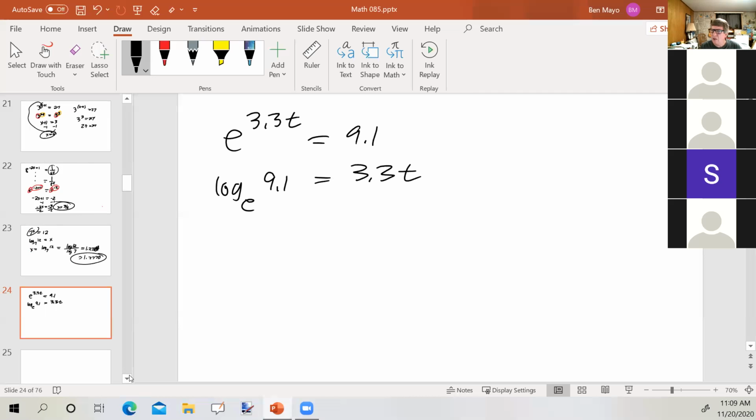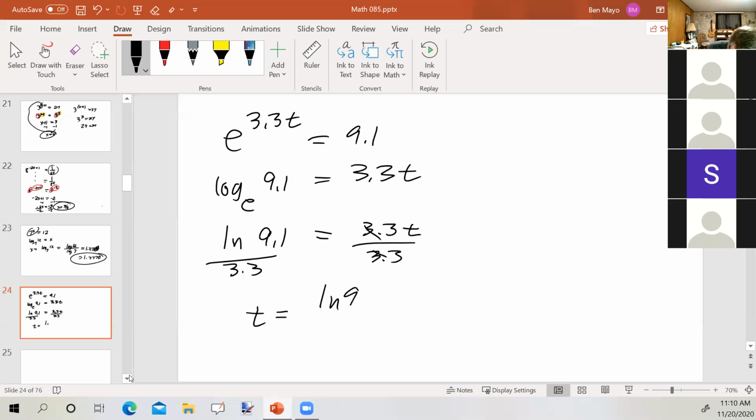Now, log base e, isn't that natural log? So I could write natural log of 9.1 equals 3.3t. But I'm trying to solve for t. So what would I do next? Divide both sides by 3.3. So t equals the natural log of 9.1 over 3.3.